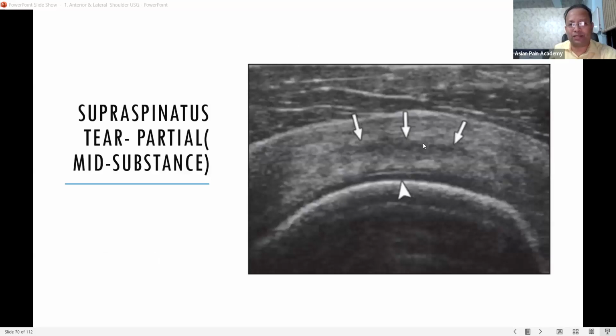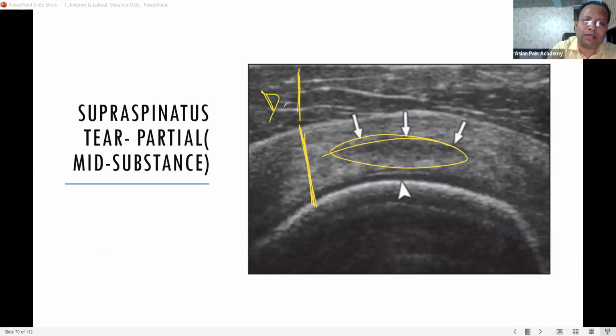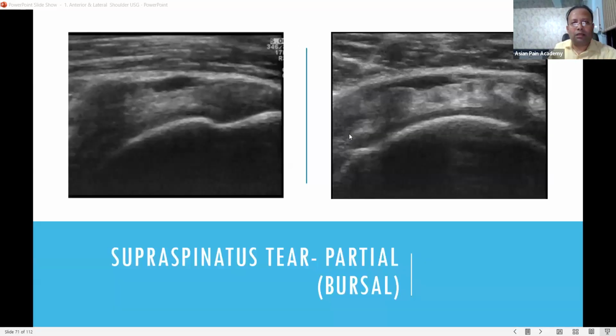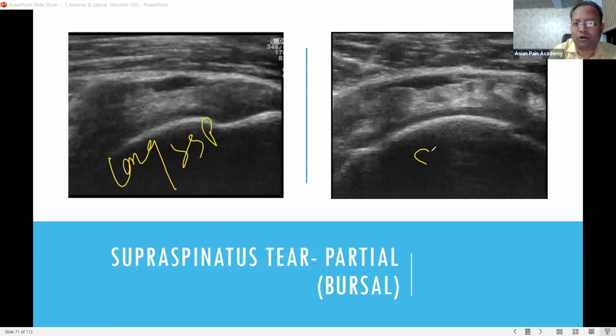Supraspinatus tear, mid substance. Here only one picture, a short axis view. So here you can see this is a mid substance tear. Okay, this is a short axis view. Total, this part is the supraspinatus, and above is the deltoid. So here you can see that this is a mid substance tear. Now another tear: this is called a bursal side tear. Here also, this is the long axis of supraspinatus, and this is the short axis.